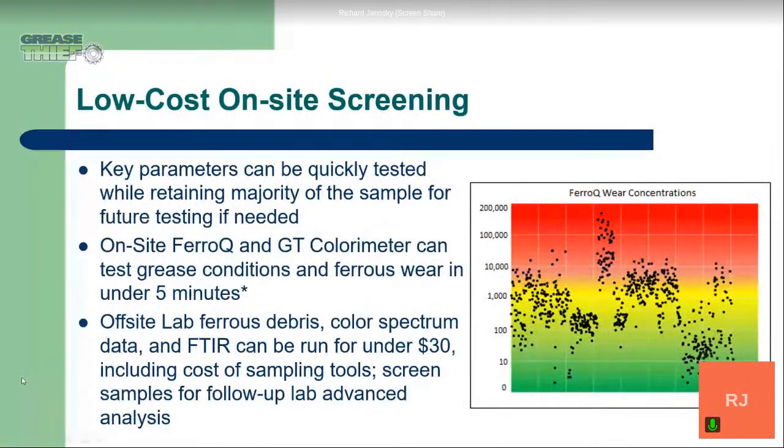So now that we've got our sample, we'll talk about some of the on-site screening or analysis that we can do. So the key parameters can be quickly tested while retaining a majority of the sample for future testing if it's warranted. So on site, we find that using the FerriQ to measure ferrous wear concentration and the grease thief colorimeter to measure the change in color of the grease is able to monitor the conditions, and you can do so very quickly, under 5 minutes for a sample.